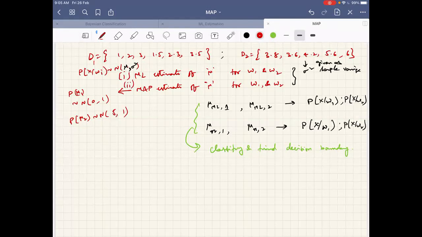Once you have the likelihood for class 1 and class 2, you can do the classification, and that is the third question: perform the classification with the identified means and the given covariance for this classification problem. That means you find out the decision boundary.